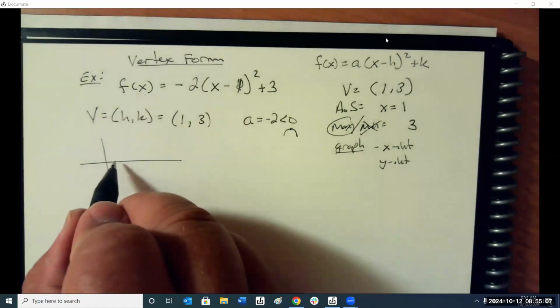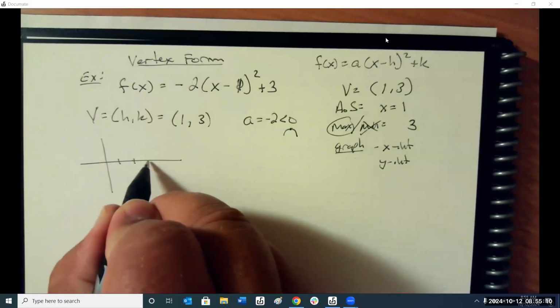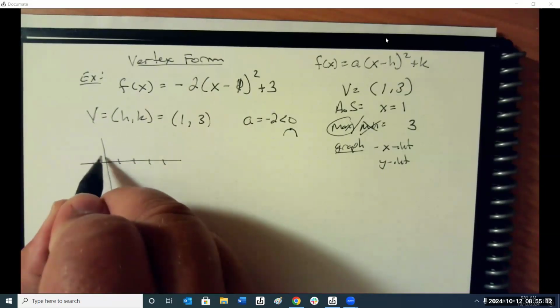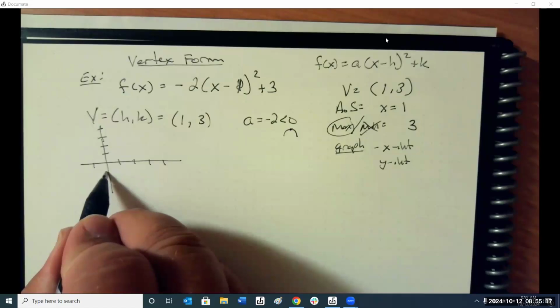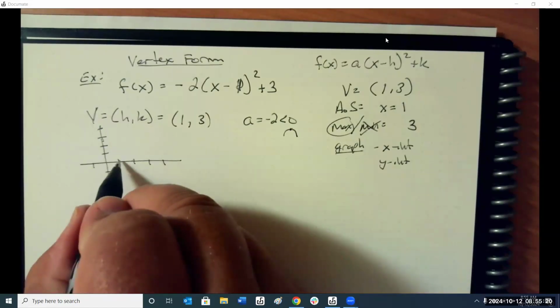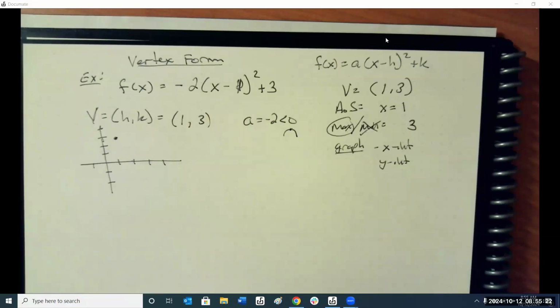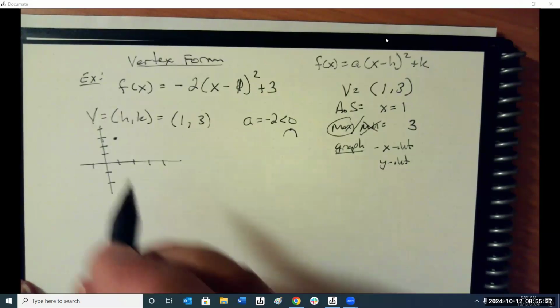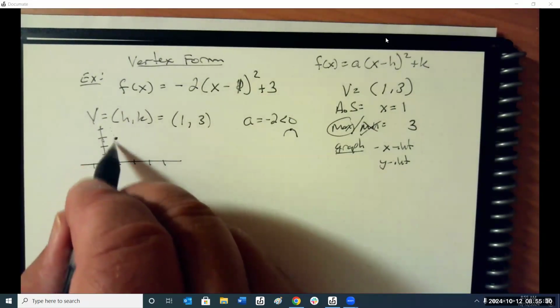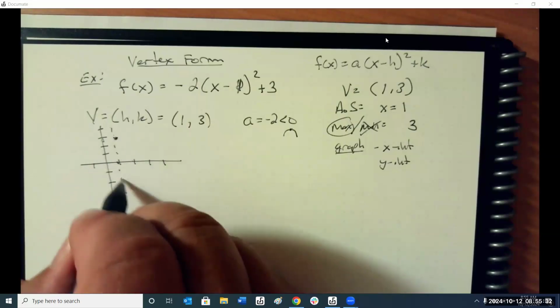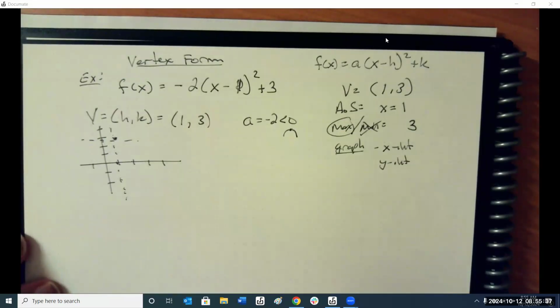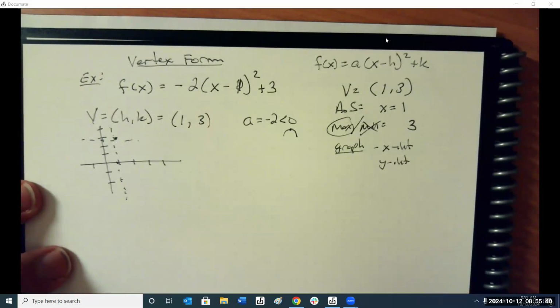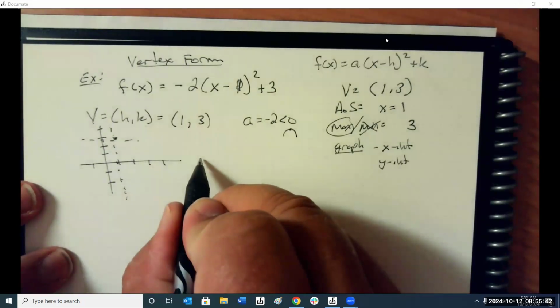So we have a vertex at 1, 3. The axis of symmetry is there, the new origin is up there, and it opens down. So let's look at the x-intercepts.